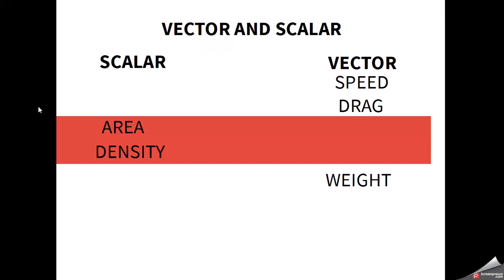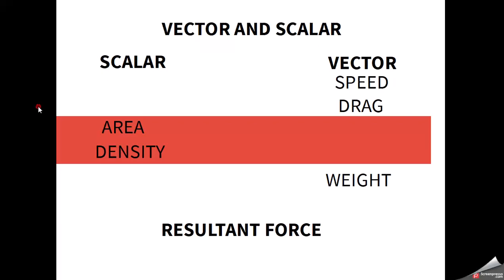So factors which are directional and can be quantified are vectors, whereas those that can only be quantified and measured are scalar. Finally then, we've got something called resultant force. When two forces oppose each other, if one force is bigger than the other, then it is going to push in the direction of that force, and it's going to be what we call the resultant force.